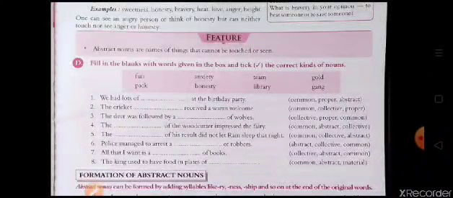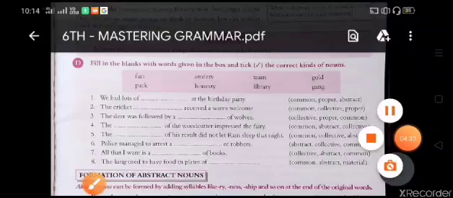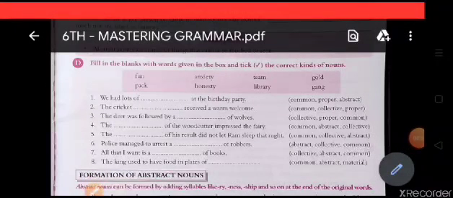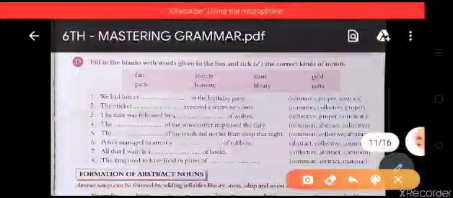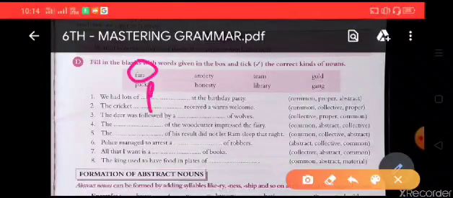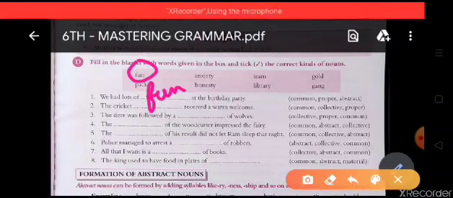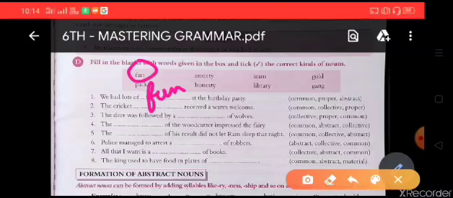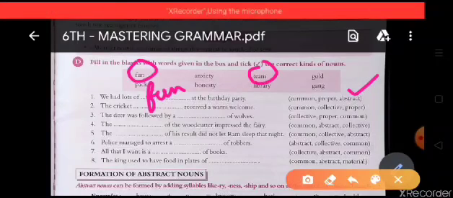Fill in the blanks with words given in the box and tick the correct kinds of nouns. In this exercise: "We had lots of fun at the birthday party." So fun is an abstract noun. "The cricket team received a warm welcome." So team is a collective noun.